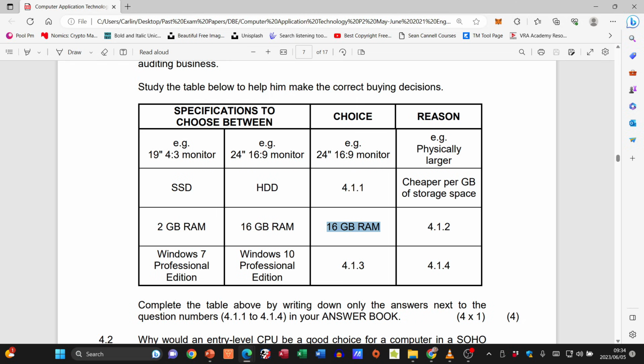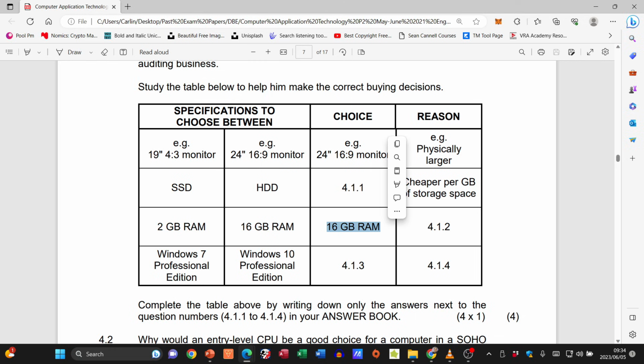Now, here they're saying my reason, whatever my choice is going to be here, is cheaper per gig of storage space. Wonder what that's going to be. What did I say between the two? The SSD, while it speeds up the PC, in terms of storage capacity, it is going to be more expensive than your hard drive. So this 4.1.1 is going to be my hard drive. The reason it's been chosen is because it is cheaper per gig of storage space. If I want a 1 terabyte hard drive, it's probably going to be double or triple the price to get one in an SSD. Then I'm choosing the 16 gigs of RAM.